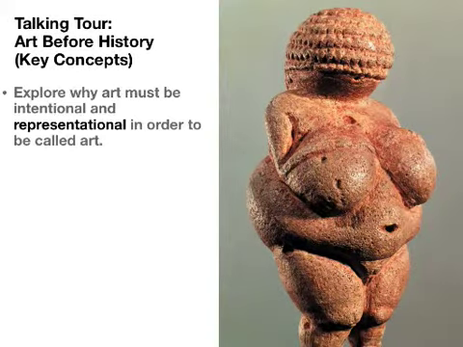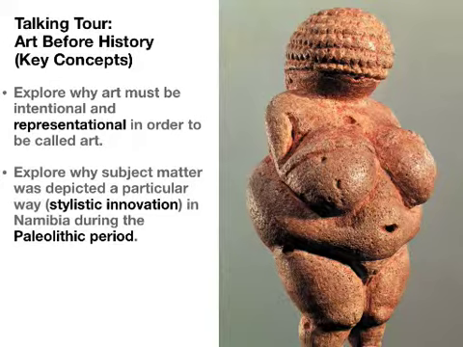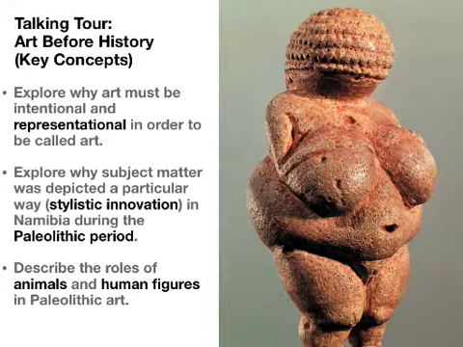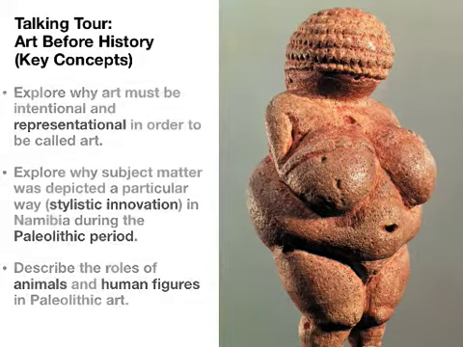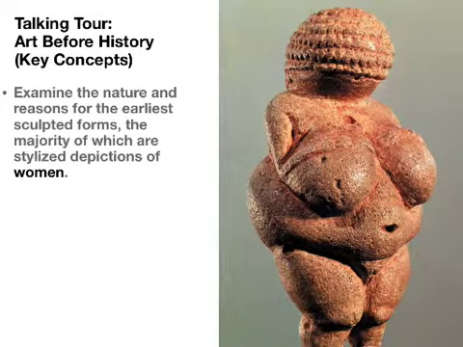And here we have one of our most famous Paleolithic sculptures on the right, the Venus of Willendorf. Some of the key concepts that we're going to explore with Paleolithic art is to ask why art has to be intentional and representational in order to be called art, to look at why subject matters were depicted in a particular way. We called this stylistic innovation, and we looked, of course, already at the Paleolithic Namibian animal plates as well, and to describe the roles of animals and human figures in Paleolithic art. I think we got that covered.